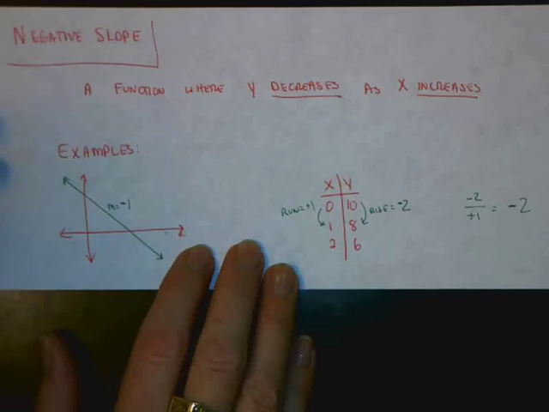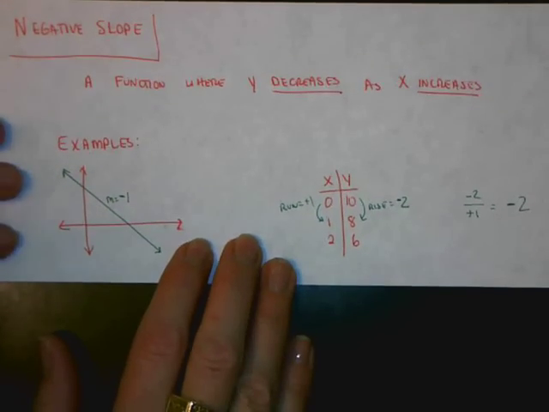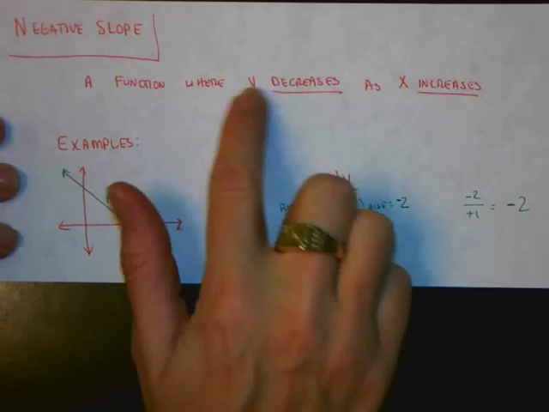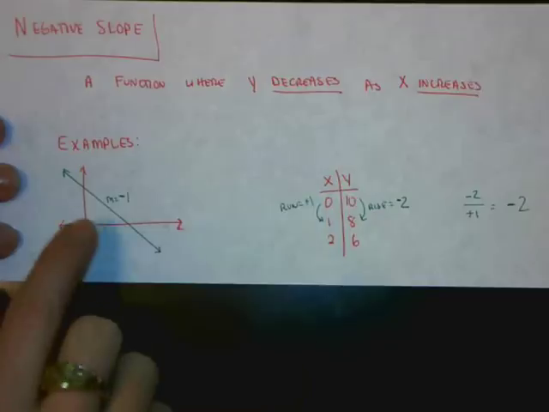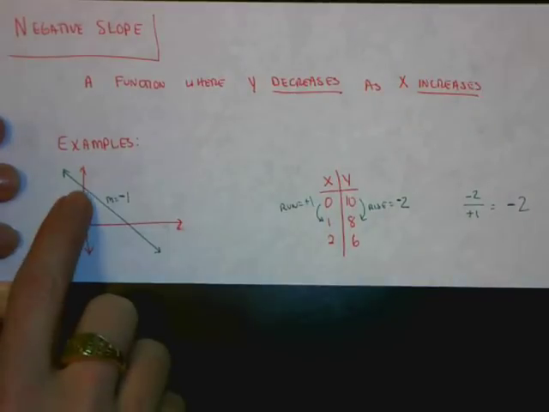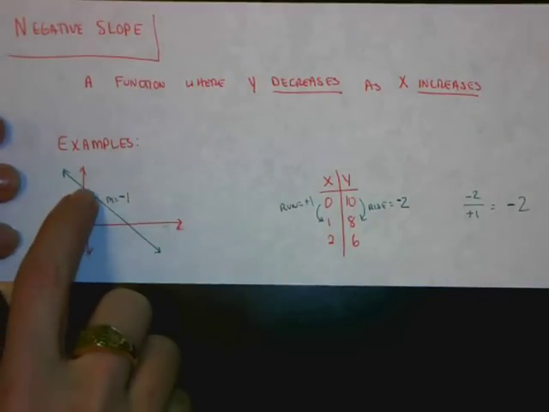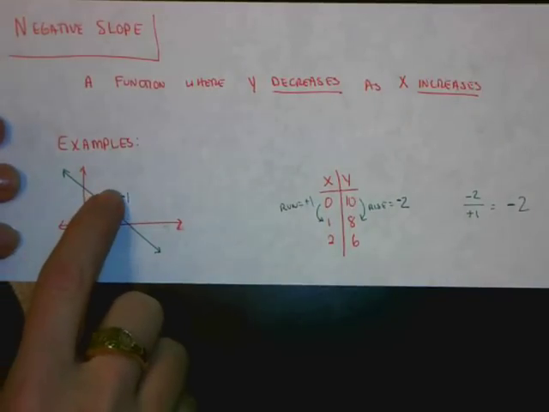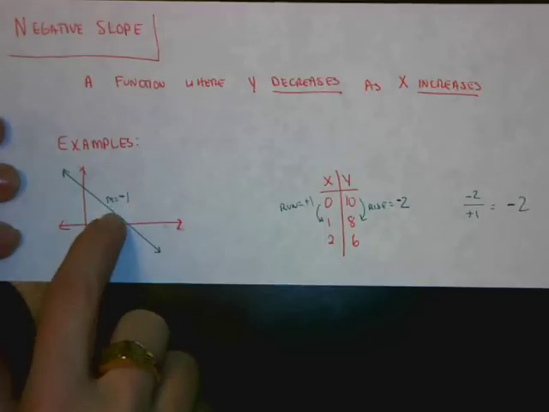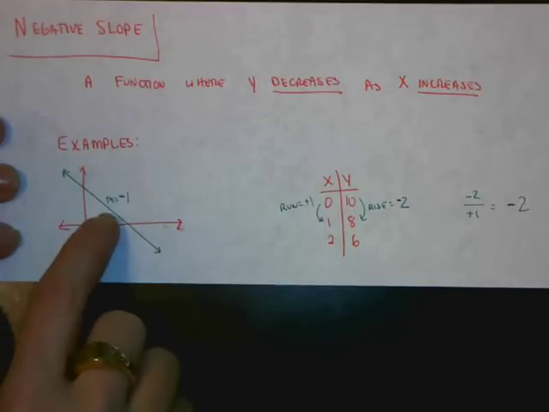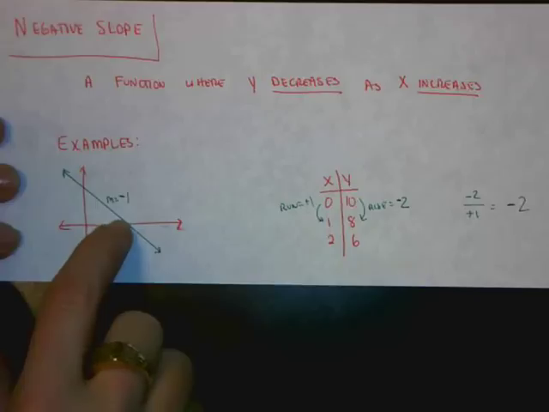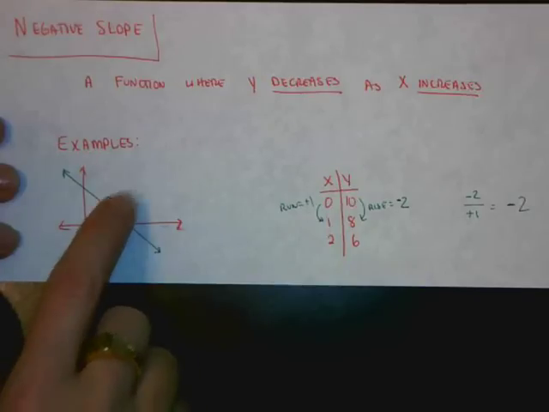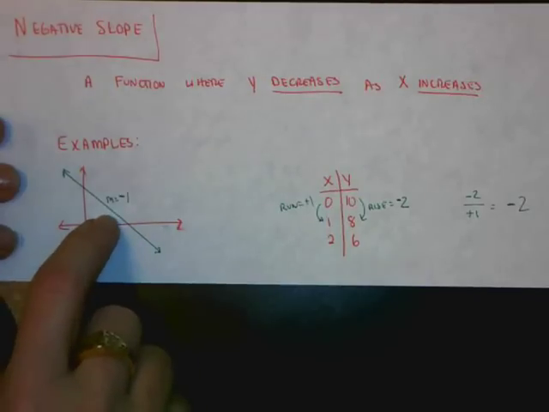Last, we have a negative slope. A negative slope is a function where y decreases, y goes down, as x increases, as x goes up. So if I were to trace from one point to the next on this green line, as x goes up, as I move right, y goes down, I move down. So to get from one point on this line to another, my x-coordinate increases, but my y-coordinate decreases. This line shown here has a slope of negative 1.